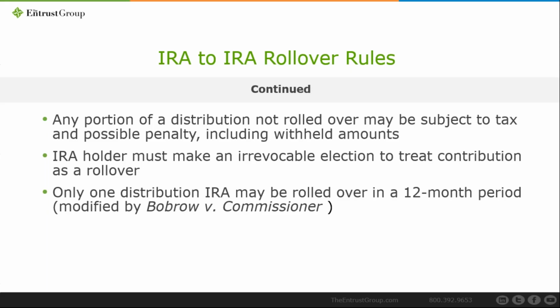This one rollover per 12-month rule applies to traditional, Roth, SEP IRAs, and SIMPLE IRAs combined. So in other words, if a person took a distribution and rolled it back in, that nullifies their eligibility for a distribution and rollover within the same 12-month period from all of those IRAs.